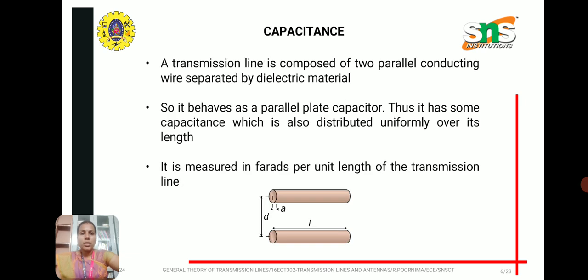And capacitance. A transmission line is composed of two parallel conducting wires separated by a dielectric material. So it behaves like a parallel plate capacitor. This capacitance is distributed uniformly over the length. It is measured in farads per unit length of the transmission line.